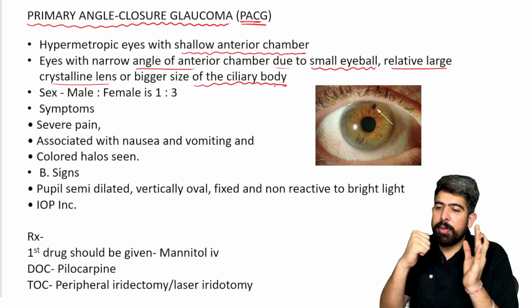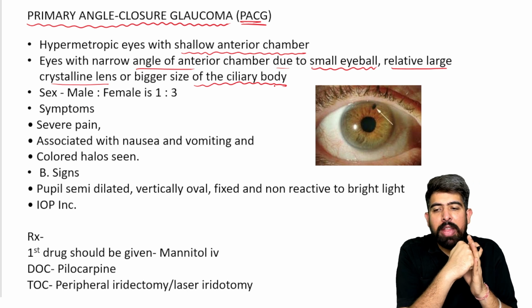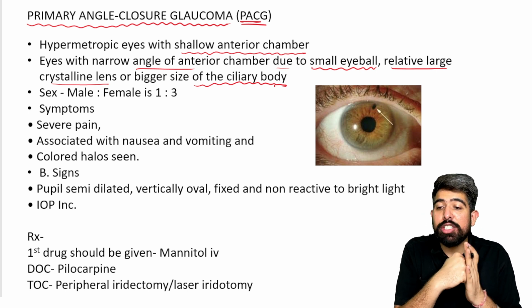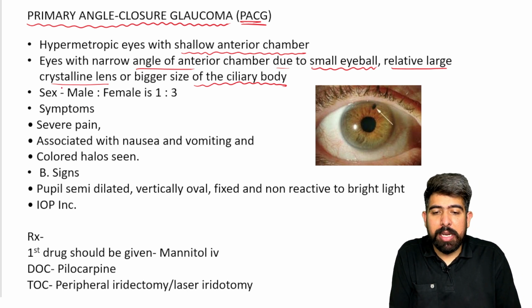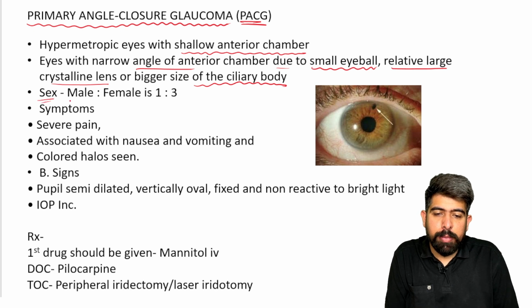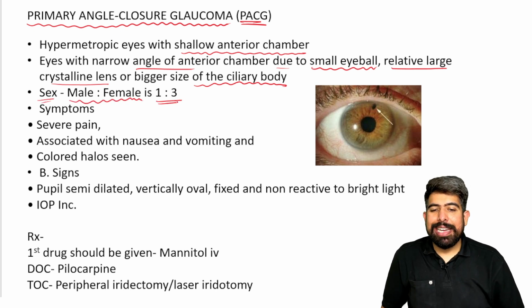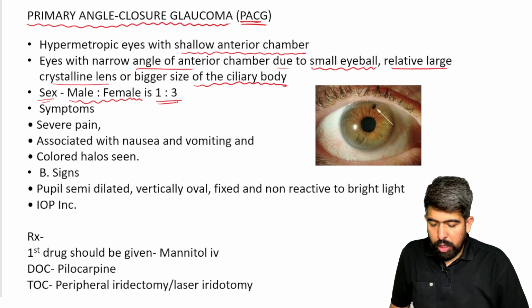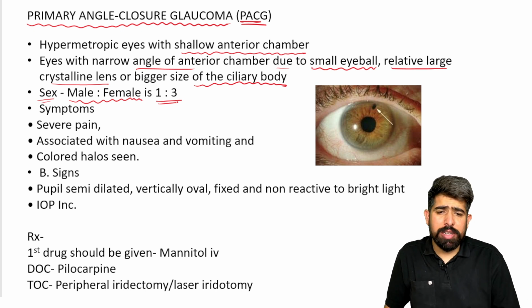So this iris will make synechiae behind on your lens, and it is known as your pupillary block. Due to the pupillary block, males and females are both affected, but it is more commonly seen in females. This is a female-dominated disease.